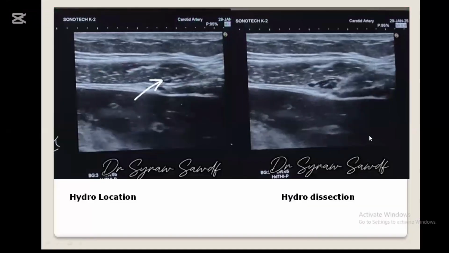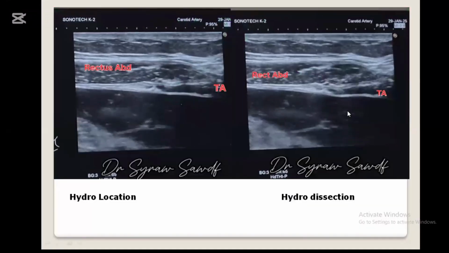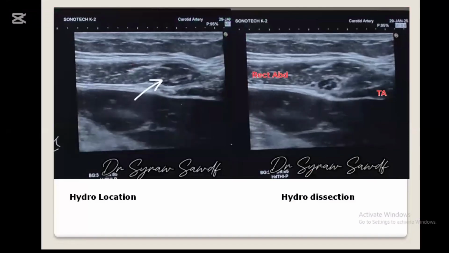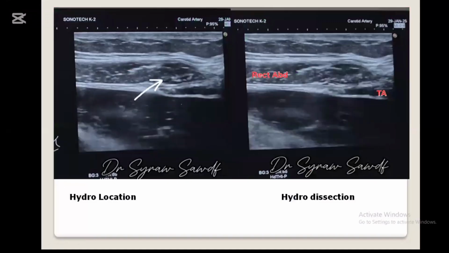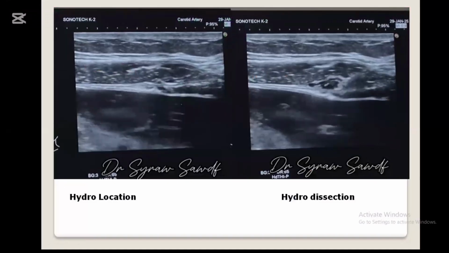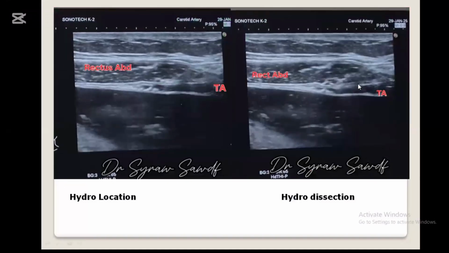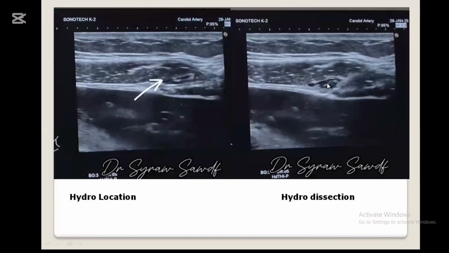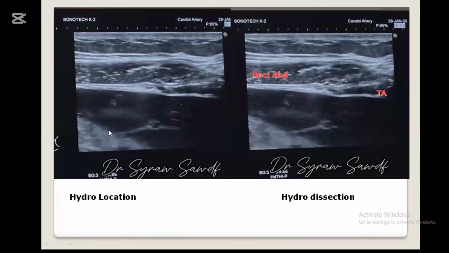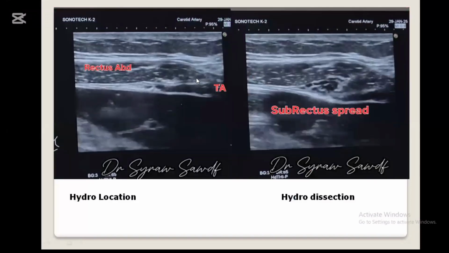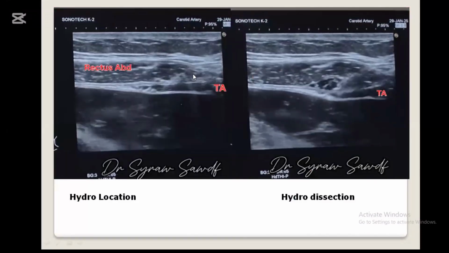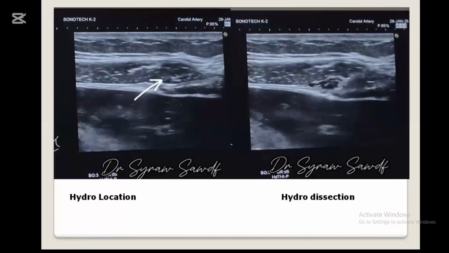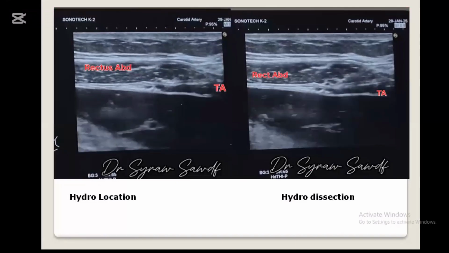Now, this is hydrodissection and hydrolocation. Let me tell you about hydrodissection. As the name indicates, hydrodissection is basically when you use water to dissect away the tissues or the fascial planes. In this picture, you can see a fascial plane that is being split or dissected away with normal saline or water. And hydrolocation is basically when you are unsure about your needle tip, you can give a few mLs, 0.5 to 1 ml of saline or distilled water to just confirm your needle tip.